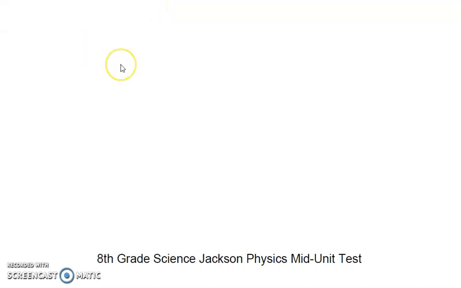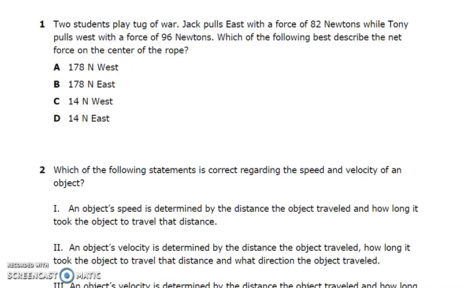Physics test. Number 1. Two students play tug-of-war. Jack pulls east with a force of 82 newtons, while Tony pulls west with a force of 96 newtons. Which of the following best describes the net force at the center of the rope?